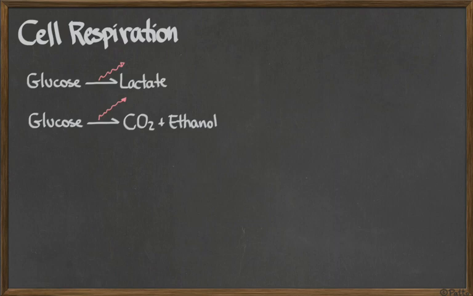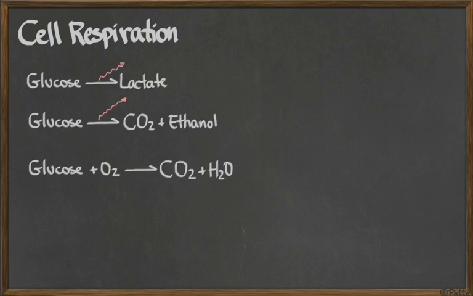And the third type is when glucose and oxygen are used to break down glucose into CO2 and water. And in that case, we produce more energy than the ones before. Okay, so those three are the three types of cell respiration that we are going to be studying here.